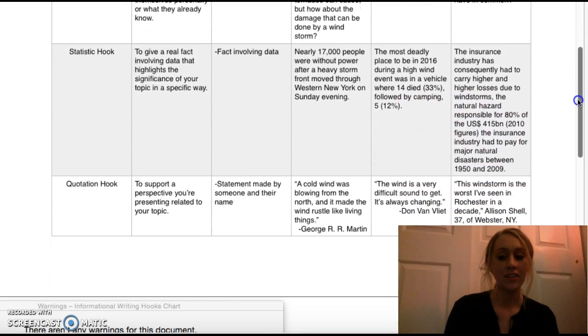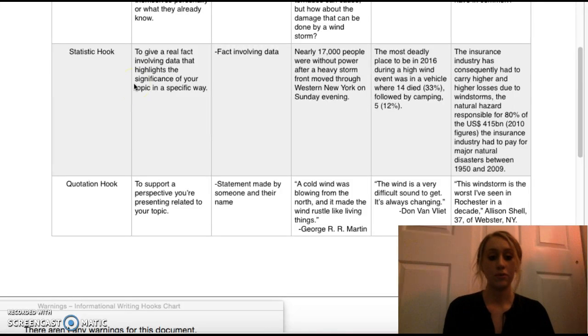Another type of hook that you can try is a statistic hook. This involves giving real data or facts that highlight the significance of your topic in a specific way. As you move from thinking about the genre of narrative writing to informational writing, you might remember that in narrative writing, creating a strong hook or lead at the beginning of your writing piece is important in that genre as well.